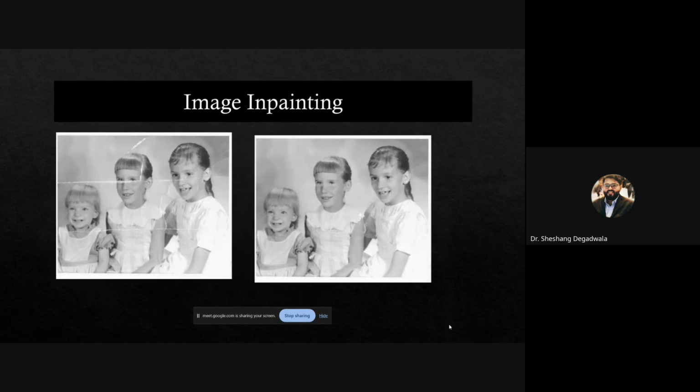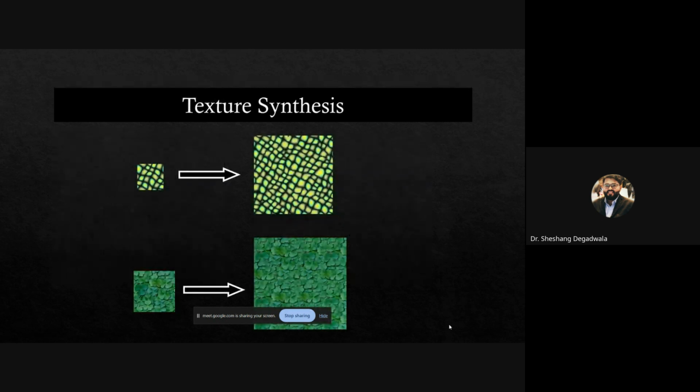Now next is image inpainting. Now, for example, you have a very old image, and you apply image processing algorithms, filtering and all these things, and you generate the new image. It means you improve the quality of the image. You can see the difference between the left and right images. After the image processing algorithm, the quality is improved. It is image inpainting.